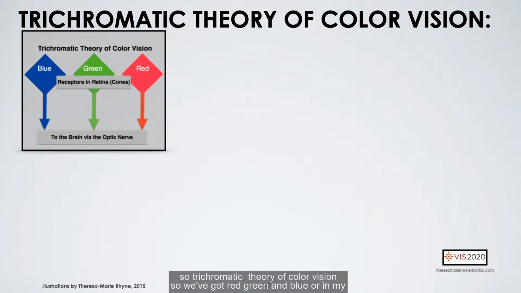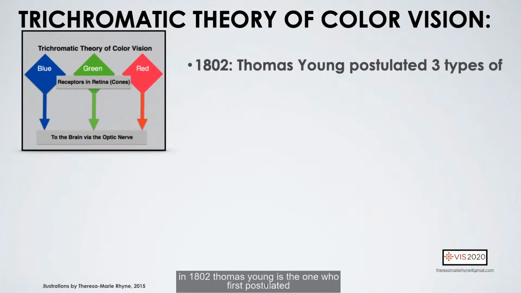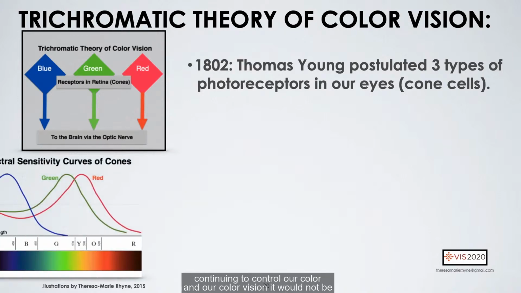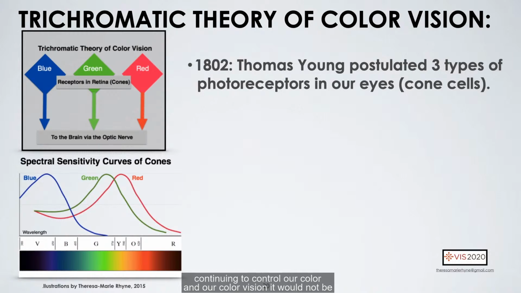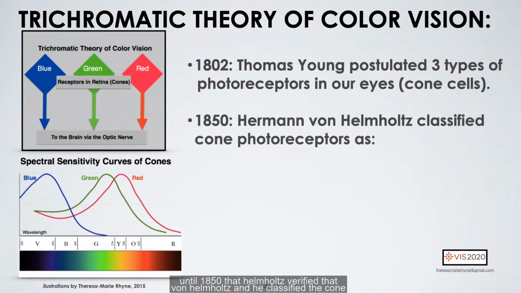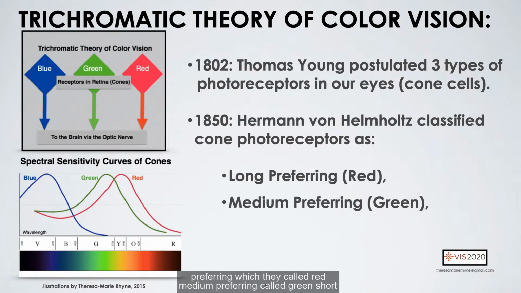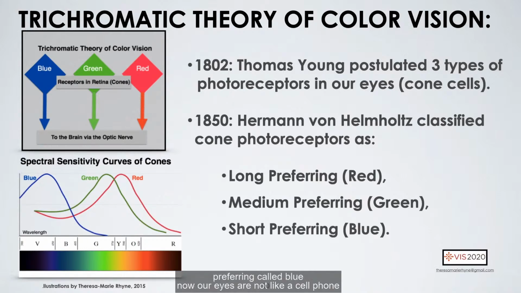So, trichromatic theory of color vision. So we've got red, green, and blue. Or in my diagram, I'm showing you blue, green, and red. Either way is okay. In 1802, Thomas Young is the one who first postulated that probably in our eyes we had 3 photoreceptors, cone cells, that were controlling our color vision. It would not be until 1850 that von Helmholtz verified that. And he classified the cone receptors, and he showed, yep, what we've got is long preferring, which they called red, medium preferring called green, short preferring called blue.